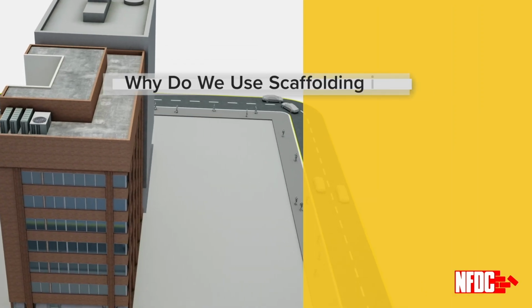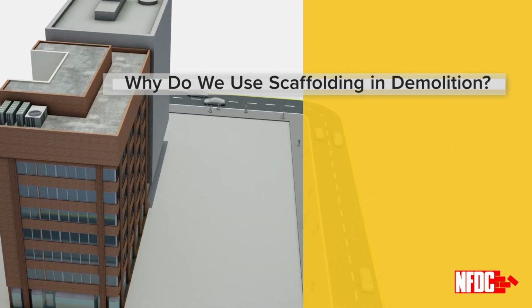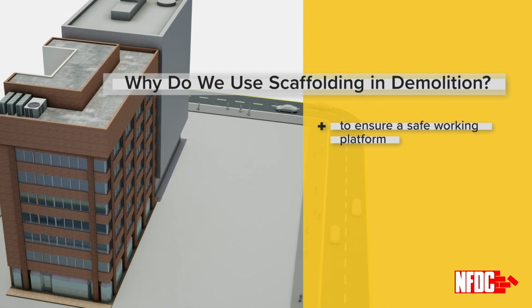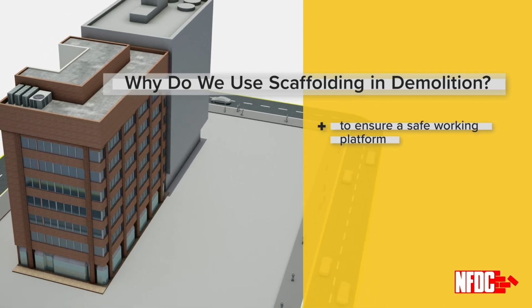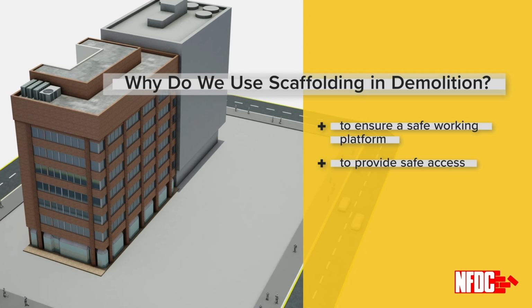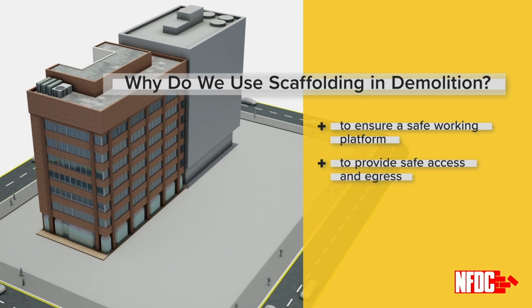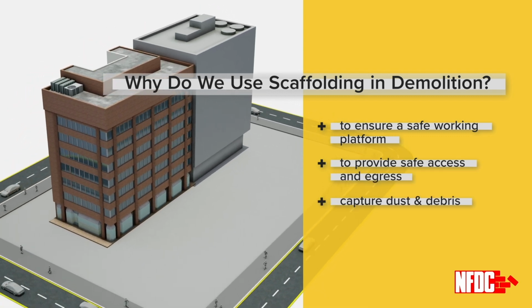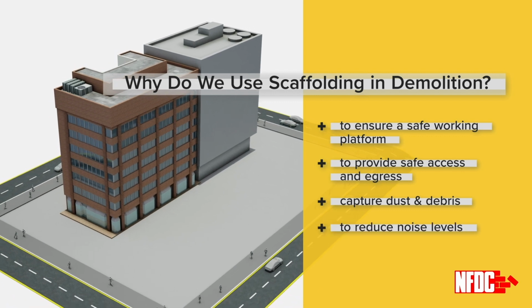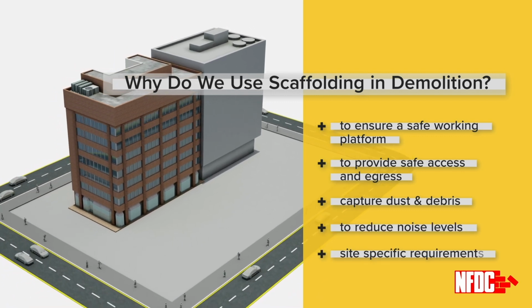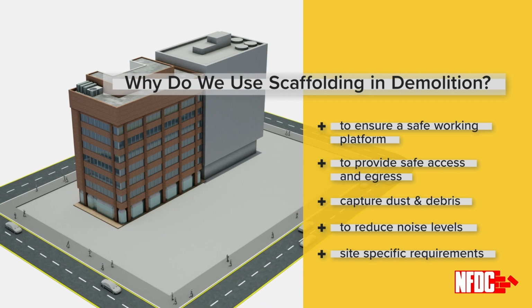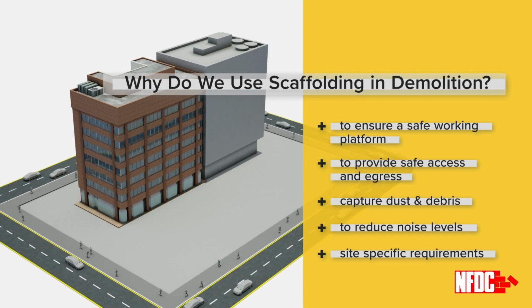Why do we use scaffolding in demolition, and what are the hazards? To ensure a safe working platform and preventing falls from heights. To provide a safe means of access and egress to the work area. To capture dust and debris. To reduce noise levels created by the works, all whilst maintaining stakeholder, client, and local authority requirements.